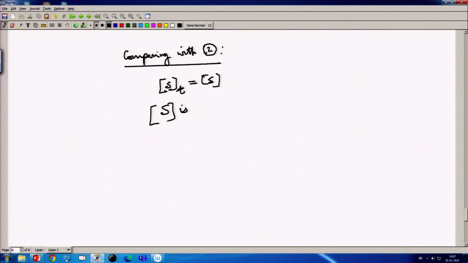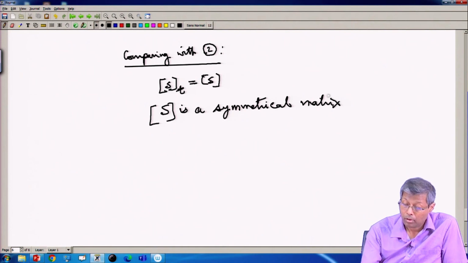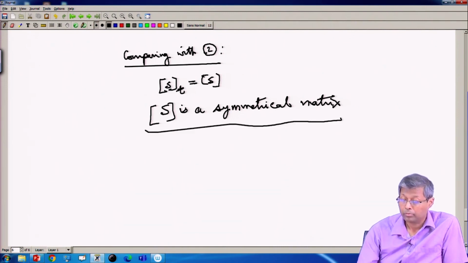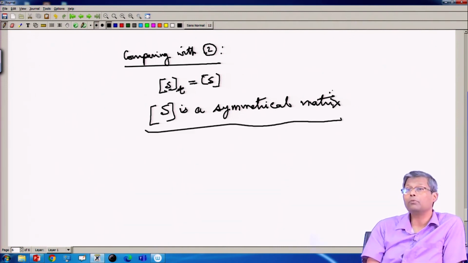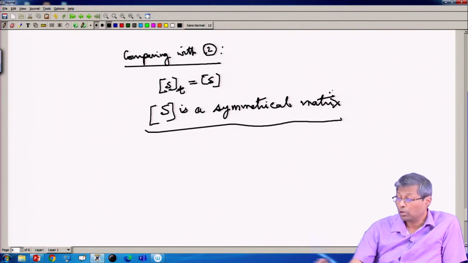All right. So, this is the first characteristic of the S matrix. So, we will continue after this.